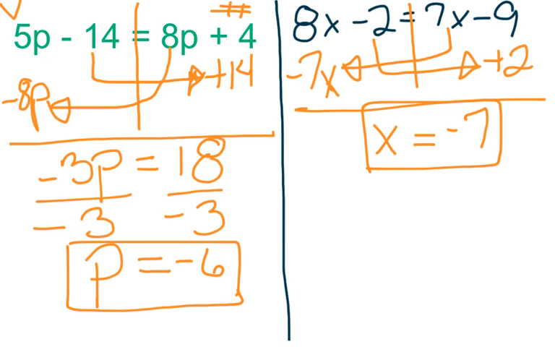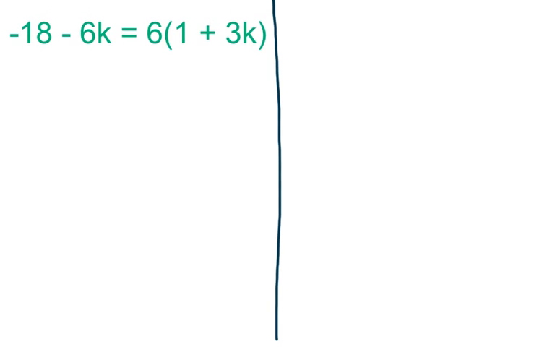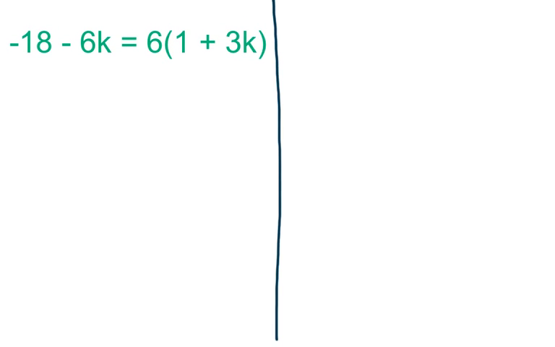We're going to take a look at this next question. It's right here. It has negative 18 minus 6k is equal to 6 times 1 plus 3k, and the 1 plus 3k is in parentheses. Since that is in parentheses, we are going to have to pay attention to our order of operations this time, and we're going to have to do step 1. Remember, step 1 was distribute if necessary. Well, guess what? On this one, it is necessary.